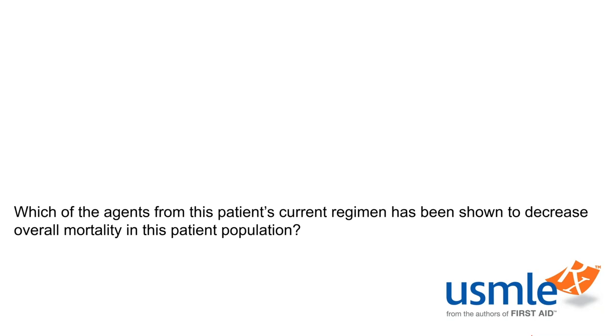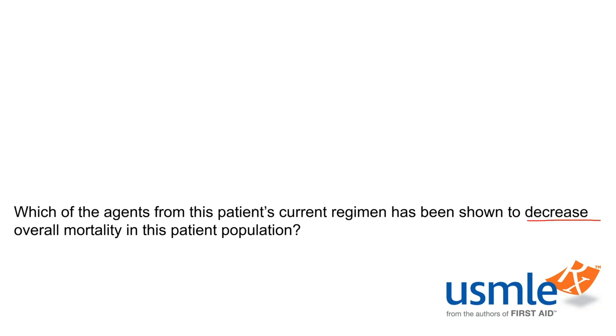For this question, I figured it might be a little more difficult, so I wanted to walk through it like I said at the beginning, how I approach board-style questions, just so we can get a sense of how another question might show up this way. Once again, I would look at the lead-in, which is the question itself. It says, which of the agents in this patient's current regimen has been shown to decrease overall mortality in this patient population? So we're looking for a medicine that decreases mortality.